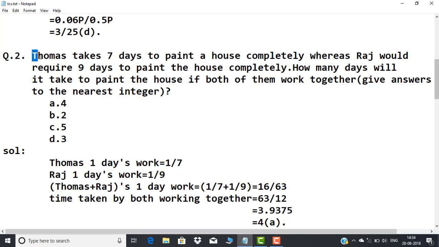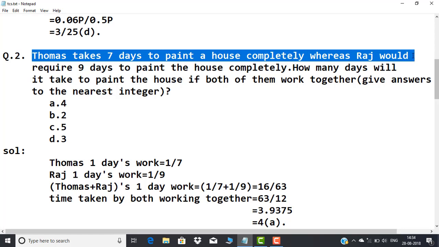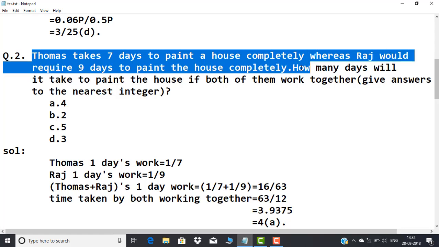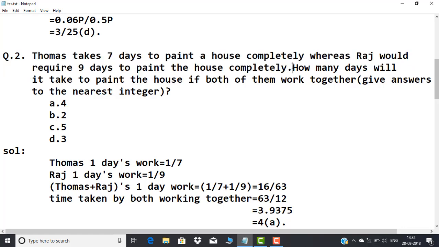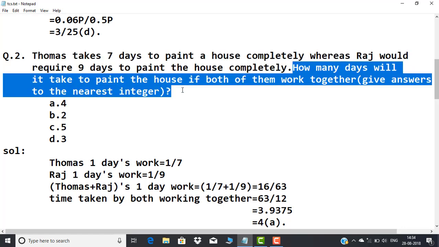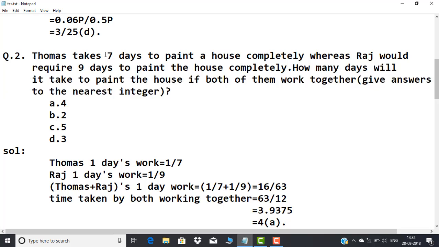Question number 2 is: Thomas takes 7 days to paint a house completely, whereas Raj would require 9 days to paint the house completely. How many days will it take to paint the house if both of them work together? As given, Thomas can complete the house painting in 7 days, whereas Raj can do it in 9 days. We need to find the number of days in which they can complete the same task working together.